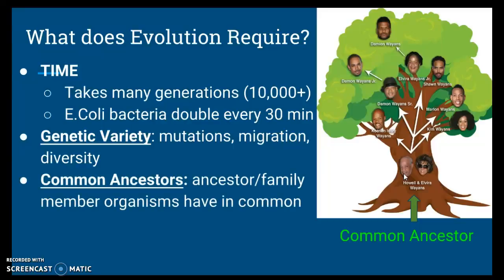They also need common ancestors. Common ancestors are members of organisms that have family members in common. So if you check this family tree out, you can see that these are the common ancestors. These grandparents are common ancestors to these cousins.